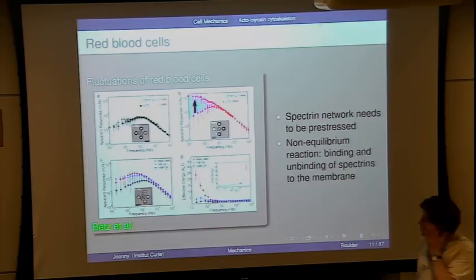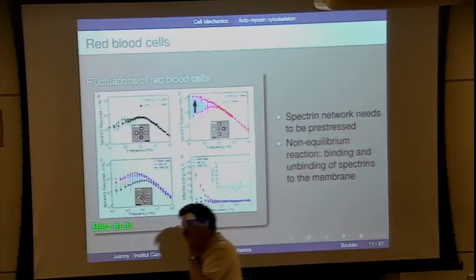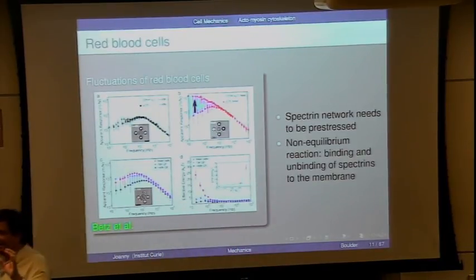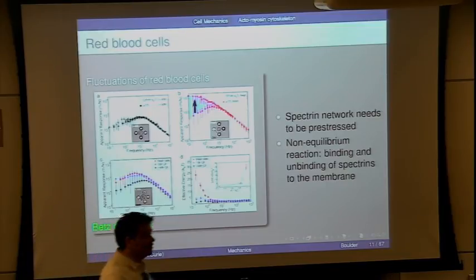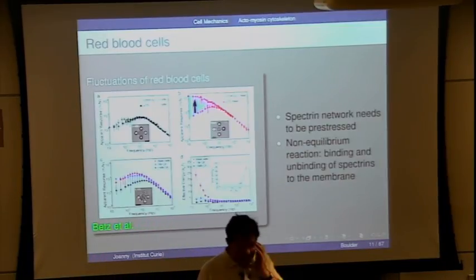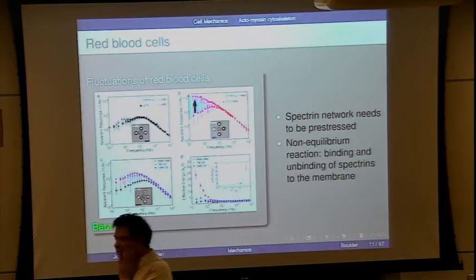So my second example is a red blood cell. Now, a red blood cell is special, so you know what they are. They are special types of cells. They don't divide. They don't have an actin cytoskeleton. They have a network of polymers called spectrin, which is bound to its membrane. And there are huge debates in the literature about whether the properties of red blood cells depend on ATP or not.